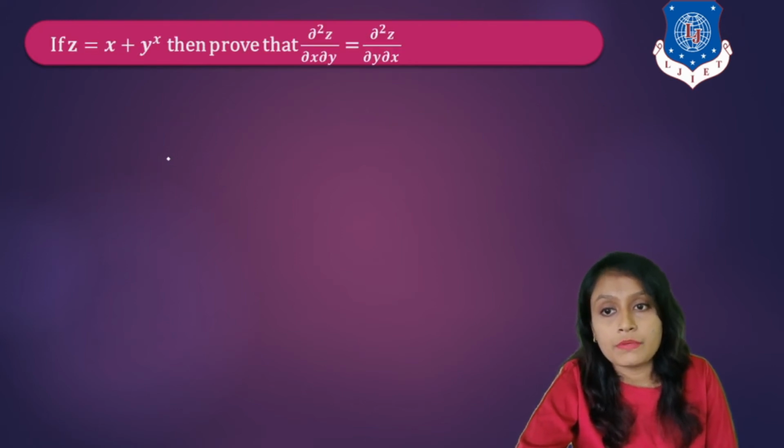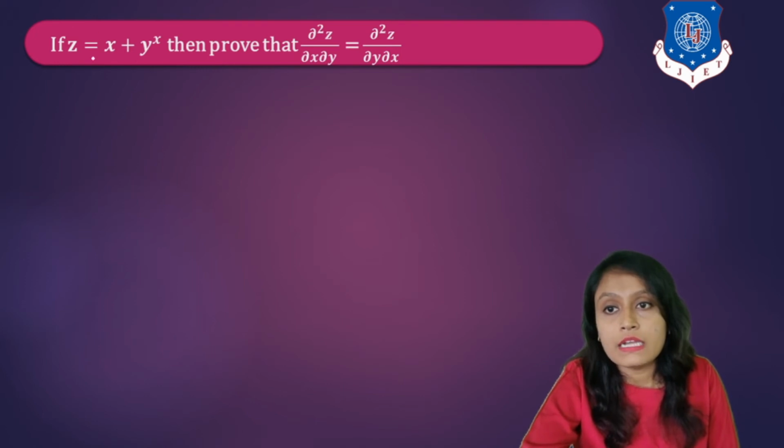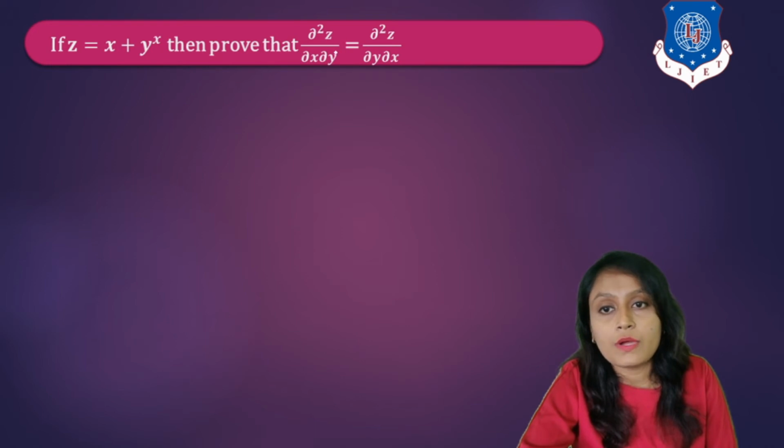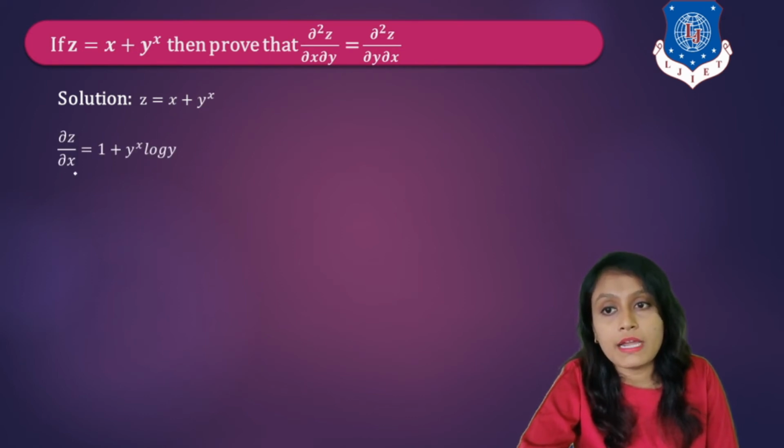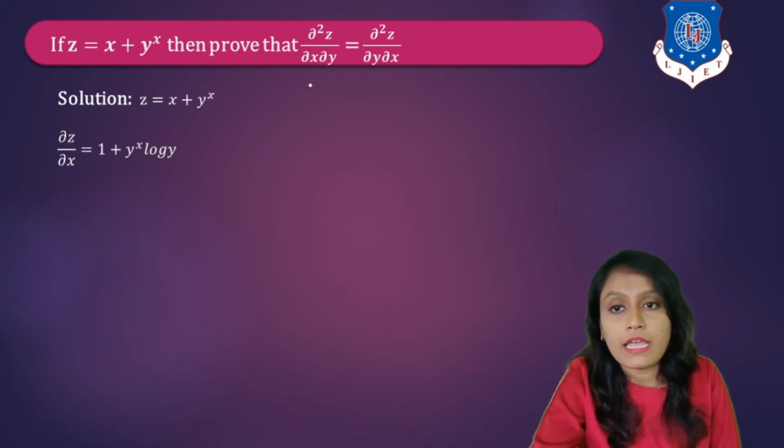So let's see an example. If z is equal to x plus y raised to x, then prove that del square z by del x del y is equal to del square z by del y del x. Okay, so here we have to prove this Clairaut's theorem. So z is given, that is x plus y raised to x. Okay, so firstly we will find del z by del x. So the derivative of z with respect to x keeping y constant. So the derivative of x is 1. Now here y we are taking as a constant.